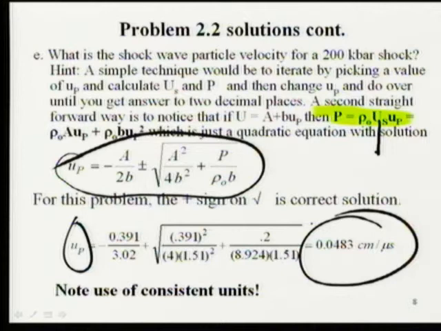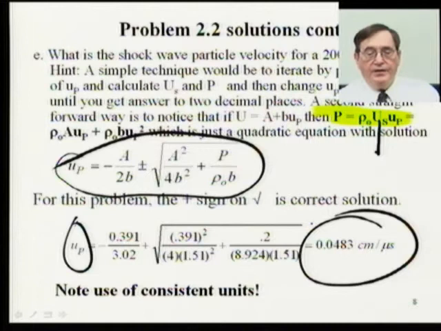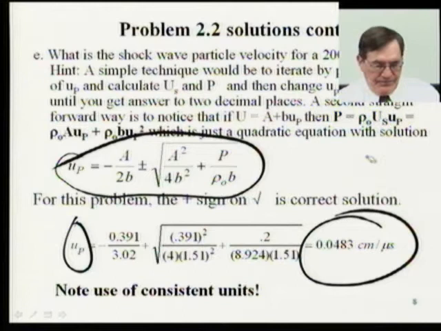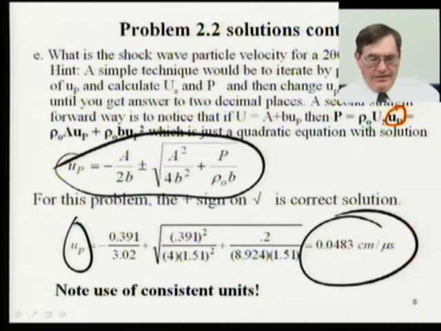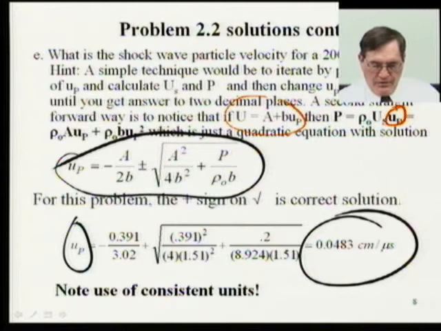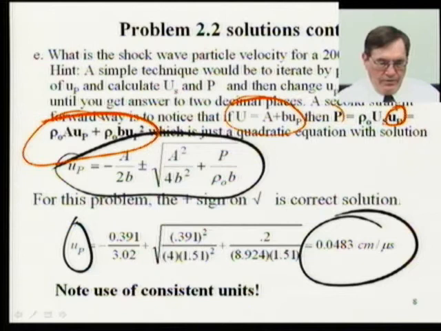Another way of doing this problem, of course, is that you could just pick a value of Up. You can iterate, essentially. So you could just pick a value of Up and see if it comes out to 200 kilobars and just iterate till you get it. And it usually doesn't take too long to do that. I mean, you substitute the Up into the equation to get the shock velocity and then the pressure, or you use this equation, whatever, and just iterate. But you can solve it directly and get a very accurate answer if you use a quadratic solution as shown here.